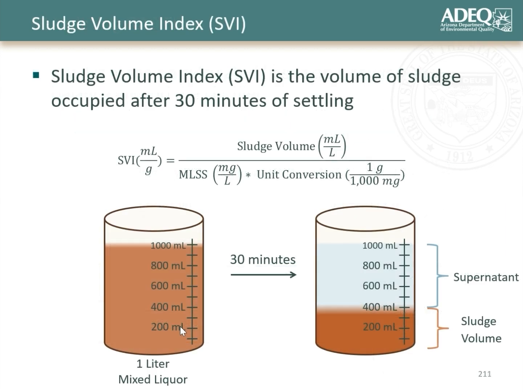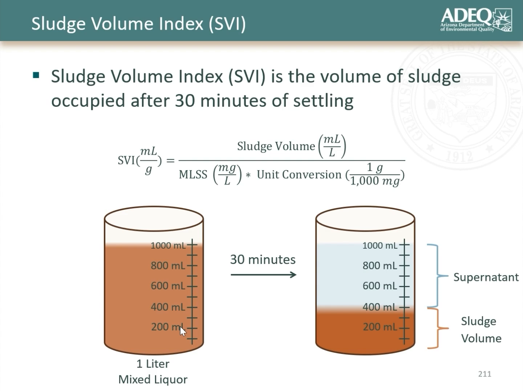Another important parameter that you should check for operation of your system is what we call the sludge volume index. This is the volume of sludge that is occupied in a standard 1 liter column after 30 minutes of settling. This is a measurement of how well your sludge is settling. And the sludge volume index is a value in milliliters per gram. So it's milliliters of space taken up by the sludge volume per gram of biomass that's in that particular sample.